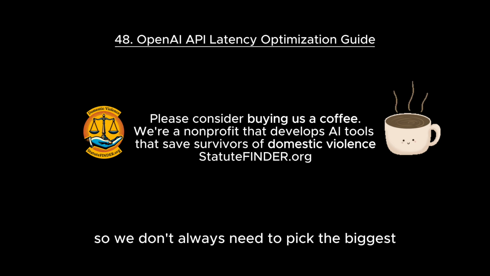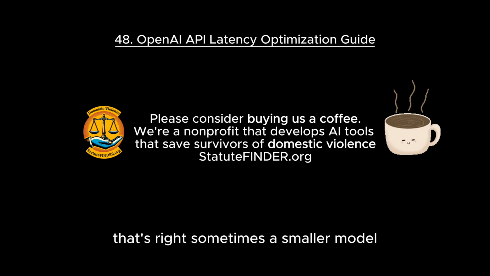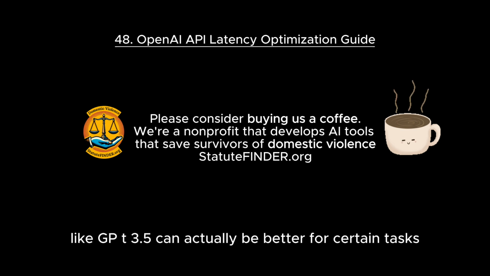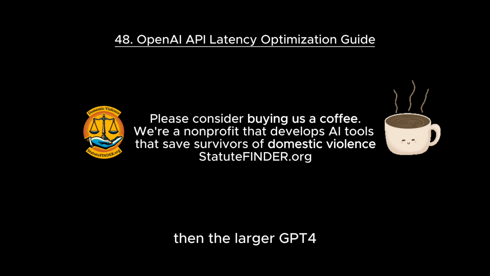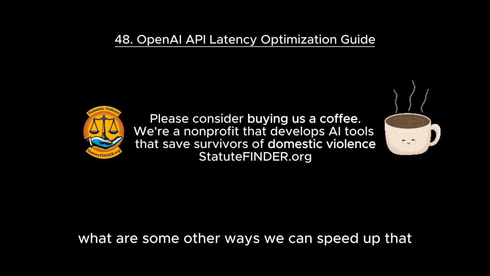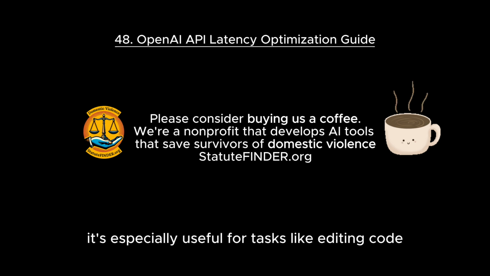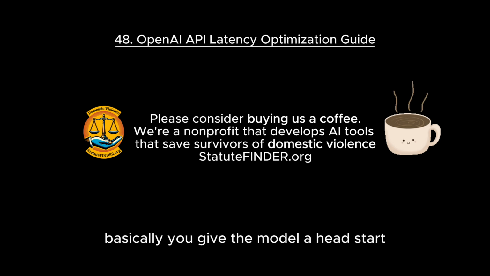So we don't always need to pick the biggest, most powerful model, right? That's right. Sometimes a smaller model like GPT-3.5 can actually be better for certain tasks than the larger GPT-4. So it's all about choosing the right tool for the job. What are some other ways we can speed up that token processing? Well, there's a cool feature that OpenAI has called predicted outputs that can really help. It's especially useful for tasks like editing code. Basically, you give the model a head start.